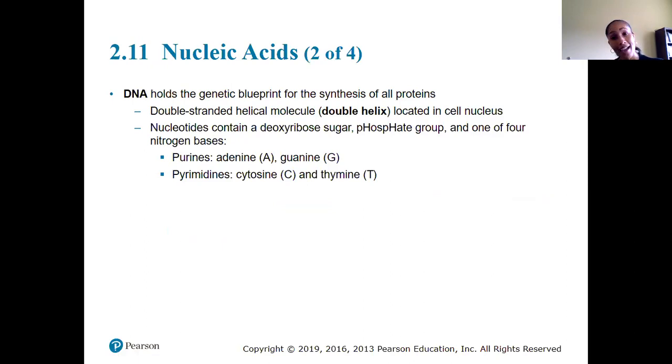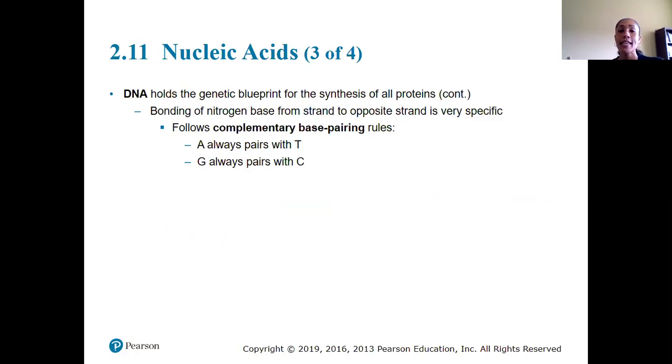The nucleotides that make up DNA will contain a sugar that we call deoxyribose. It will contain a phosphate group, and it will contain one of four nitrogenous bases. So we have four nitrogenous bases that are associated only with DNA: adenine, guanine, cytosine, and thymine. The nitrogenous bases are going to pair with each other, and we call it the complementary base pairing rules, where adenine will always bind with thymine, and guanine always binds with cytosine.